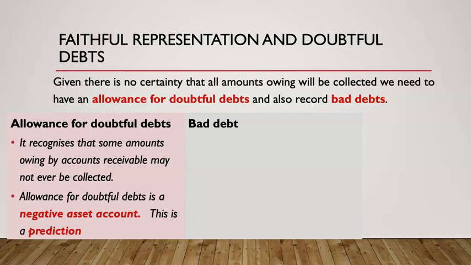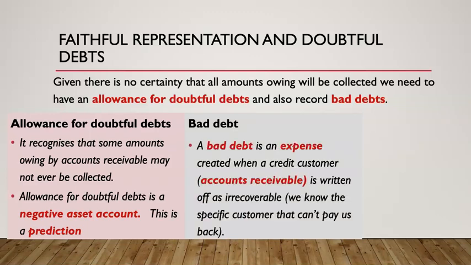This is different to a bad debt. A bad debt is an expense. So if we think about it, it is created when a customer and our accounts receivable is written off as irrecoverable. Lots of key words there, but what is it specifically talking about that's different to allowance for doubtful debts? We know the specific customer that can't pay us back. So allowance for doubtful debts is a prediction that some customers can't pay us back. Bad debt is when we recognise that the specific customer can't pay us back. What's the difference? Allowance for doubtful debts is a negative asset and a bad debt is an expense.